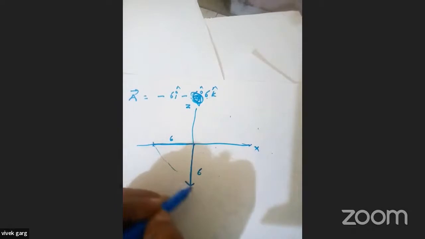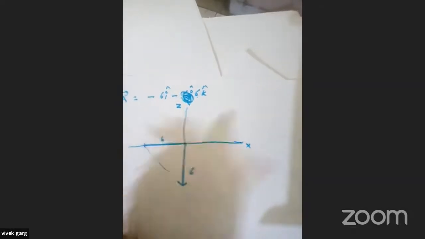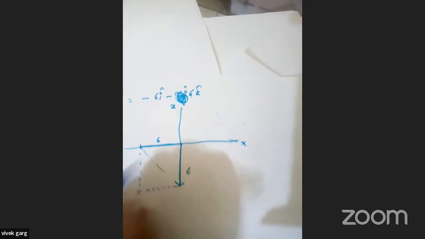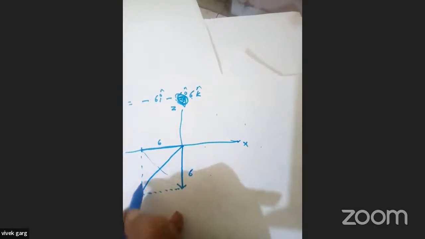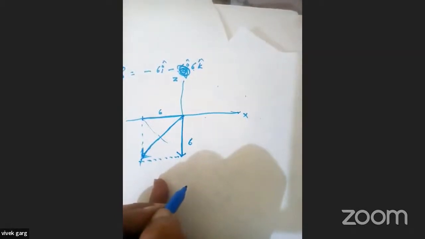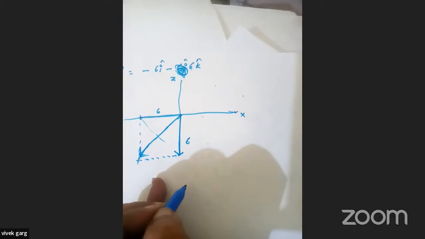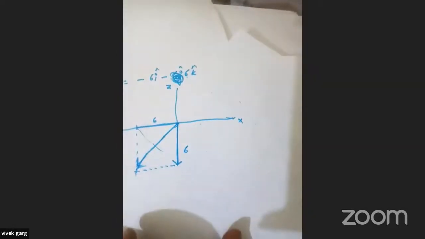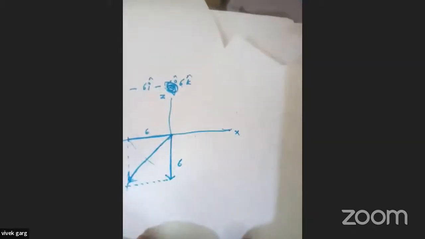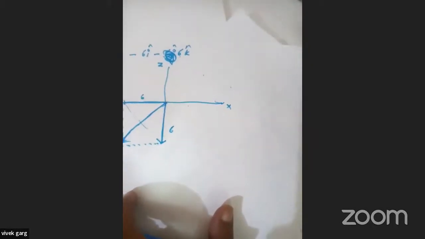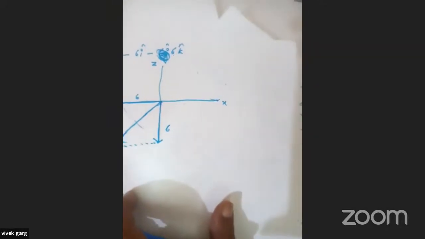Then is this the vector? No, this is not the vector. We draw a line from here, we draw a line from here, and then we draw a line out here. This is my vector. I hope you understood this concept. This was all about representing a vector in two forms, polar form and Cartesian form.